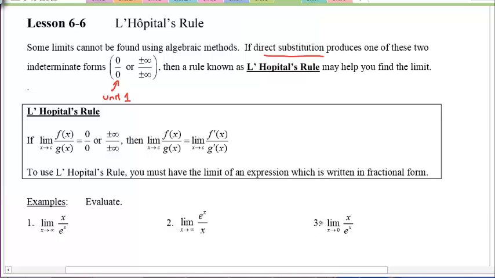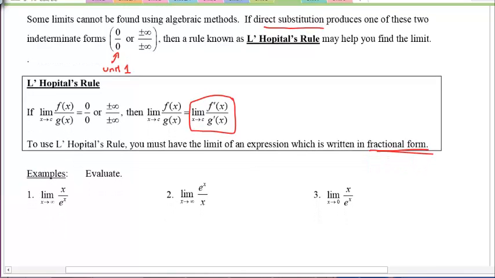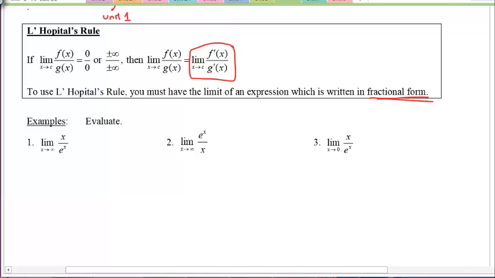And L'Hopital's rule is this: if when you do direct substitution you get those indeterminate forms, then what he said was that the limit of the original rational function is really just equal to the limit of the derivative of the top divided by the derivative of the bottom. So it's the derivative of the numerator divided by the derivative of the denominator, and then you apply the limit. So the key thing here is this: it has to be a rational function, so you must write this in fractional form. If it's not in fractional form, you can't use L'Hopital's rule. So let's look at some examples here.